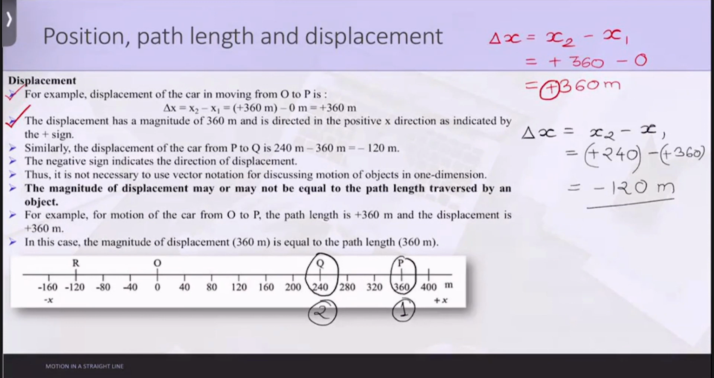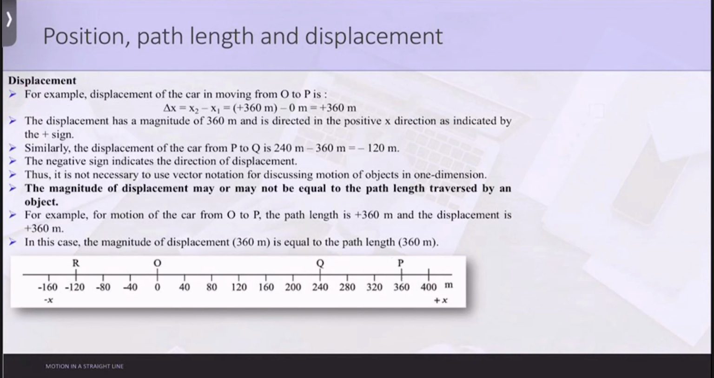What does it depict? This was the initial position. In which direction will you move? If you move in the negative direction by 120 meters, then you will reach the position Q. That is the depiction of this complete concept. So all these things are explained. What does the negative sign show here? The negative sign indicates the direction of displacement. Thus it is not necessary to use vector notation for discussing motion of objects in one dimension. In one dimension it is not required, but when we increase the dimension to 2 or 3, then it is very important to understand vectors, and the way vectors tell you about the directions. So it is not necessary to use vector notation for discussing the motion of objects in one dimension.